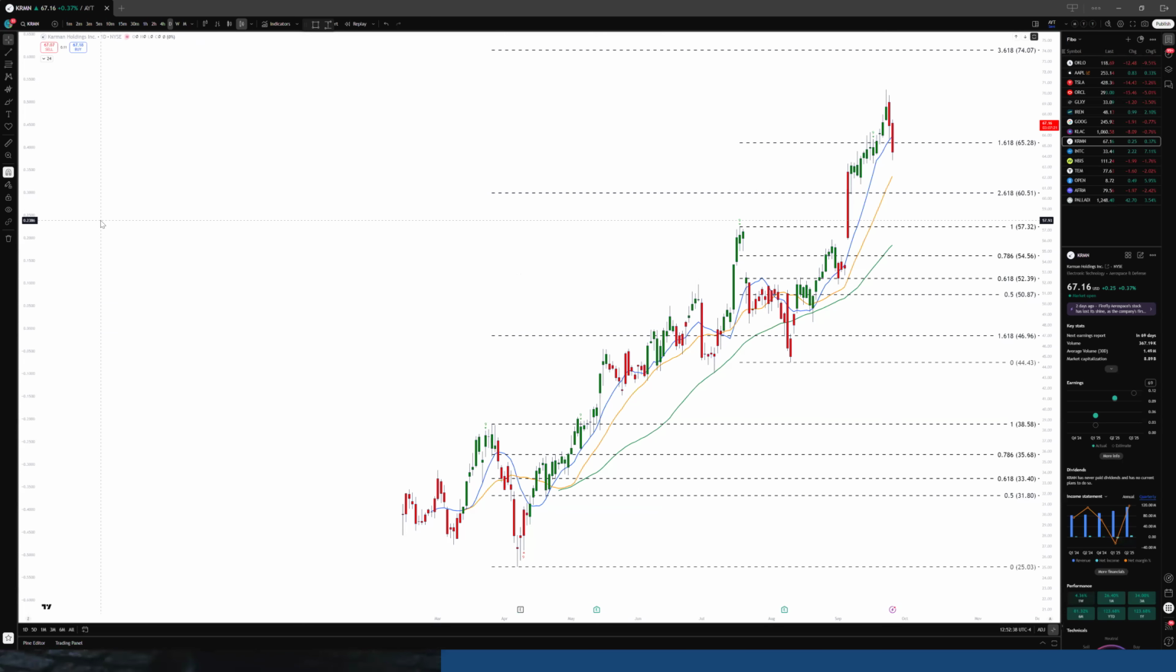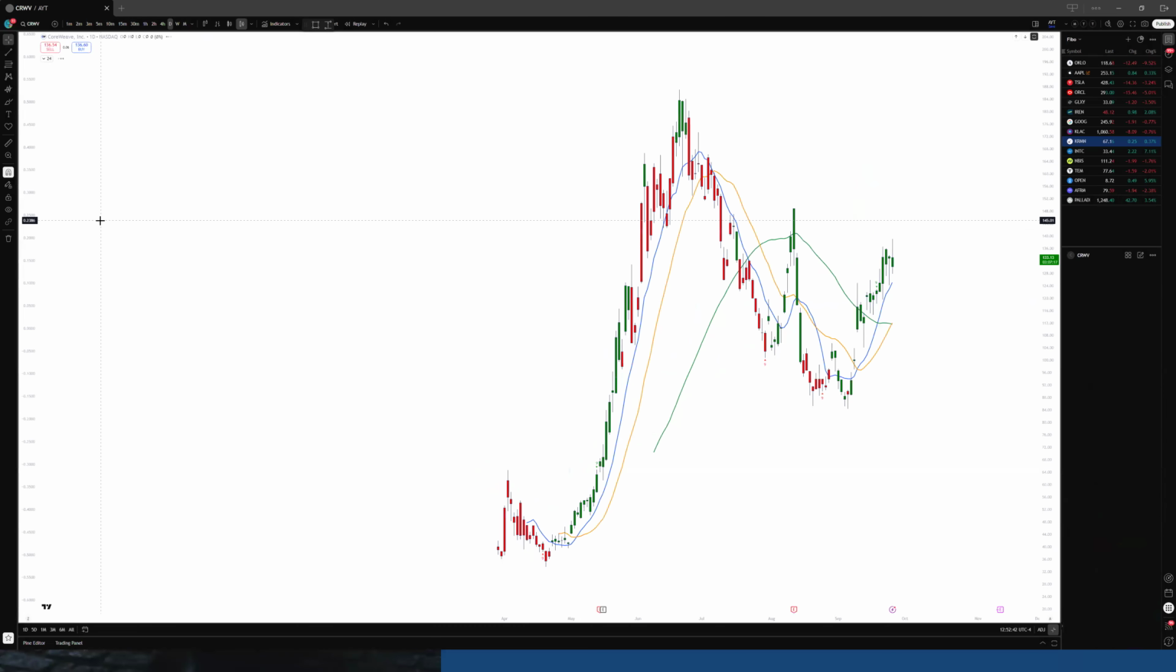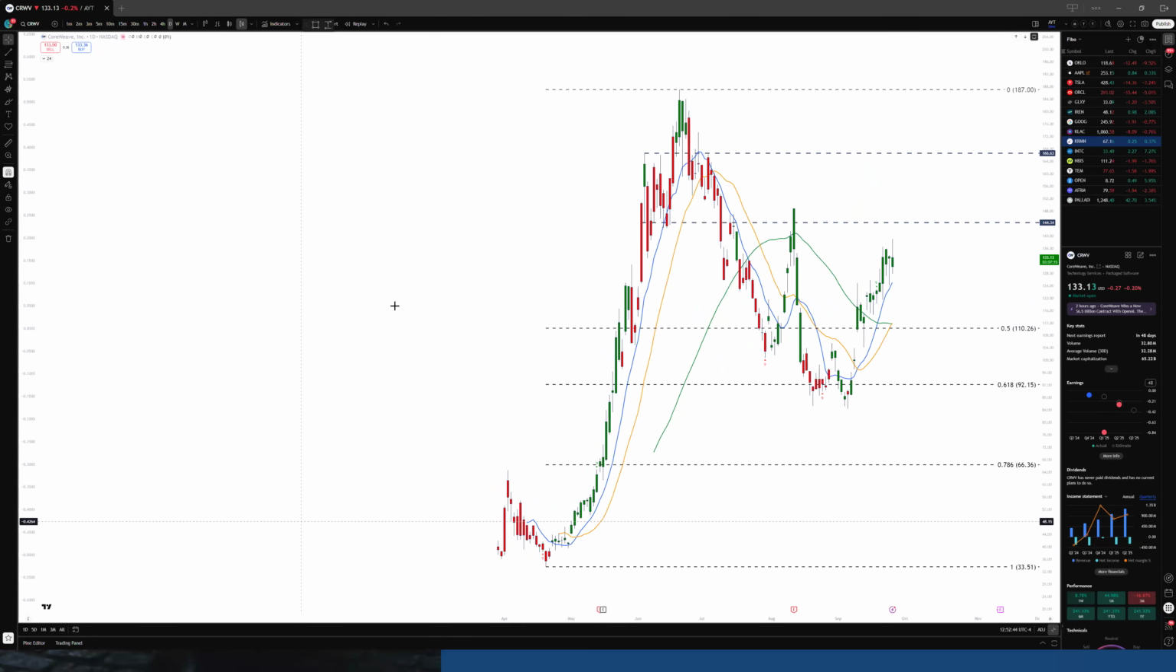I think CRWV was even better though. That one's a little bit more sloppy. Or CRWV, CoreWeave. Yeah, CoreWeave was pretty solid. So you got the big move back. Where did it retrace towards? You got the 50 level. You got a huge move higher. Now, eventually it did pull back to the 61.8, and that's where you got the recent low.